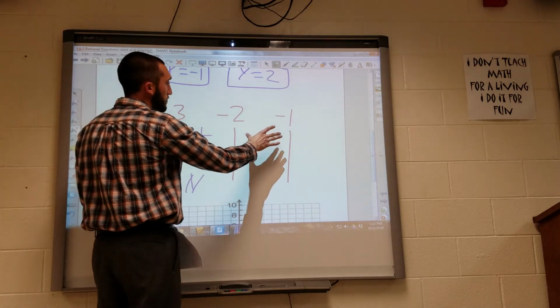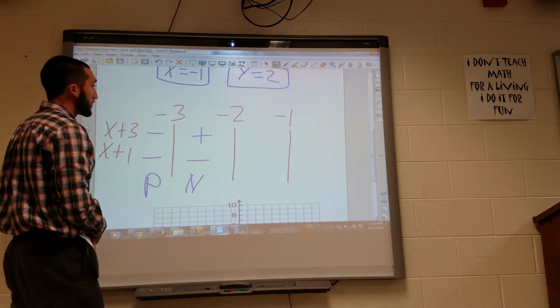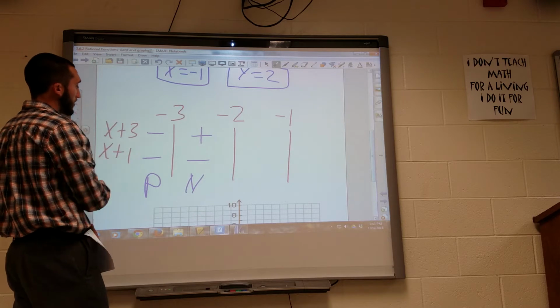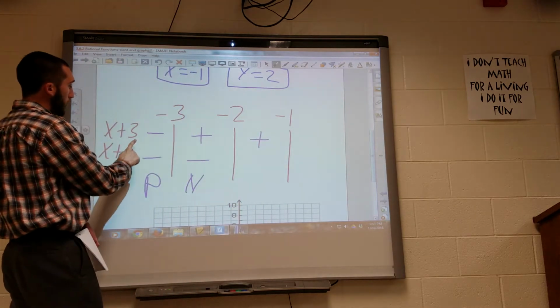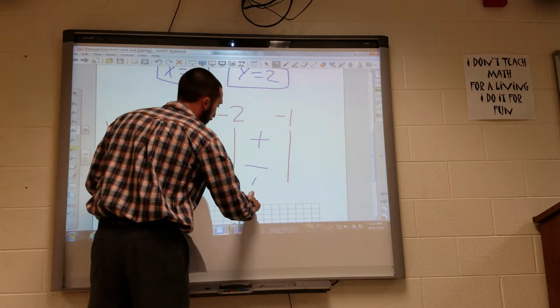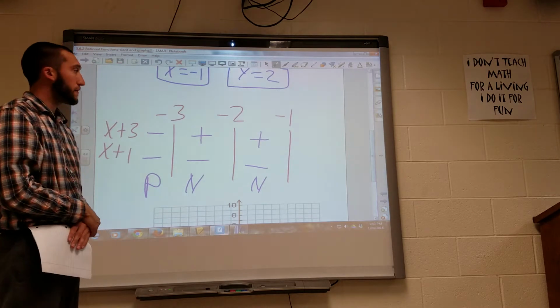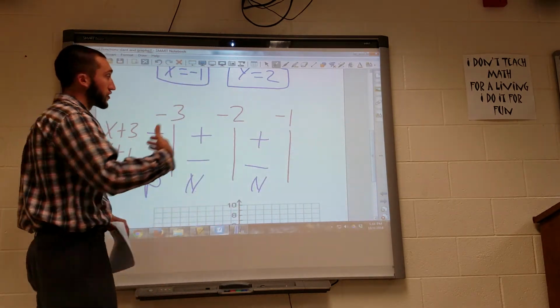Again, I look in between negative 2 and negative 1, so negative 1.5 falls in between there. Negative 1.5 is not large enough to make 3 negative, so that's going to be positive. But negative 1.5 is large enough to keep this negative, so that's going to be negative. Overall net effect, negative.